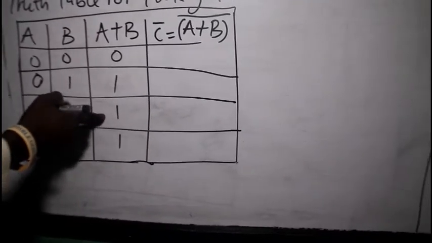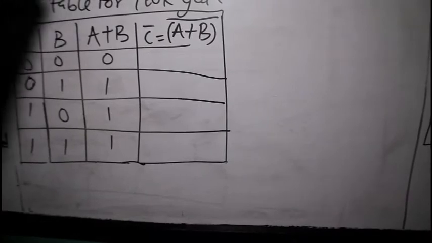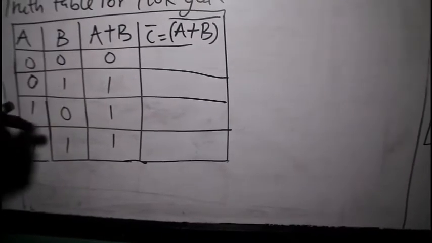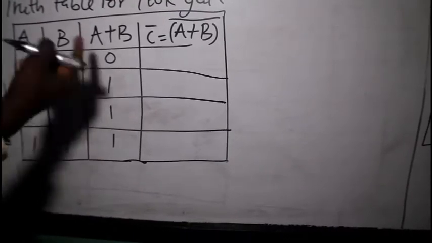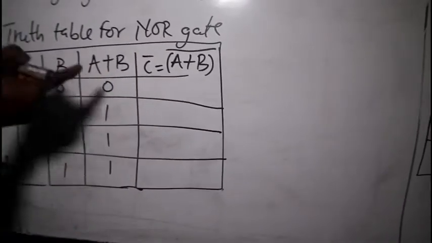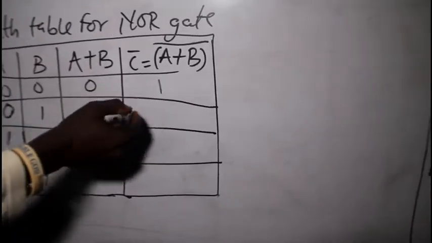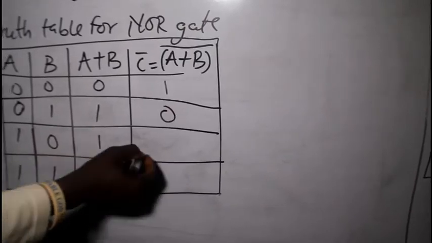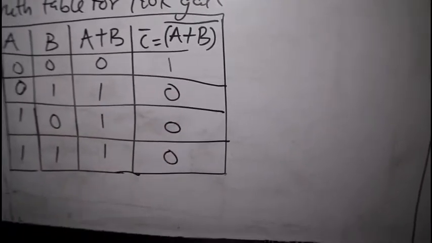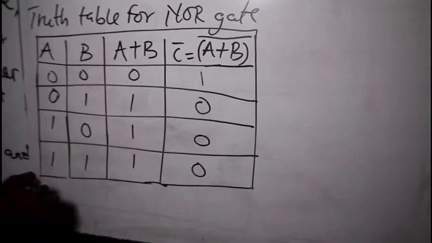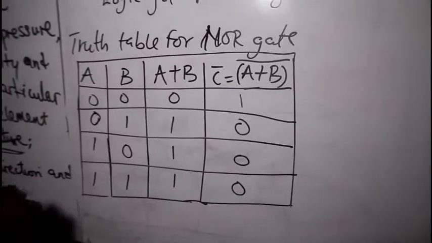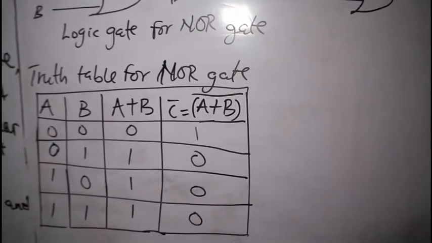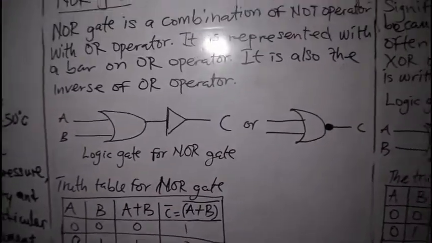Since we have said that the NOR gate is an inverse of the OR operator, this is what we have for the OR operator. An inverse of it is more or less the opposite of it. And since we are dealing with binary numbers 1 and 0, the opposite of 0 will be 1, the opposite of 1 here will be 0, for 1 here will be 0, and for 1 here will be 0. So that is the truth table for a NOR gate, which is the combination of a NOT gate and an OR gate.